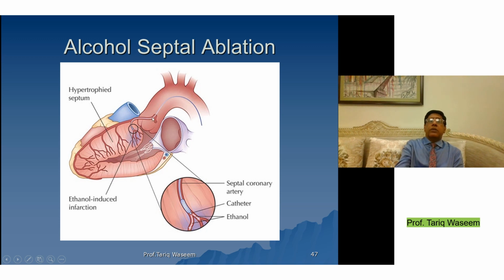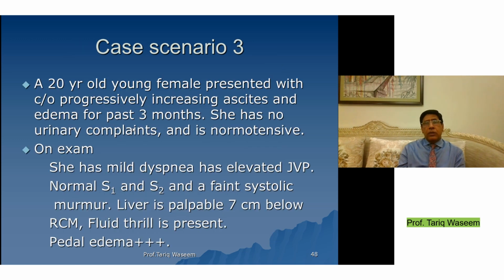So through cardiac catheterization, you inject alcohol or any other substance into it. This would lead to an infarct, and this infarct would reduce the thickness of the septum and improve the left ventricular outflow tract obstruction. Now this is what we can achieve through various interventions in patients with hypertrophic cardiomyopathy.